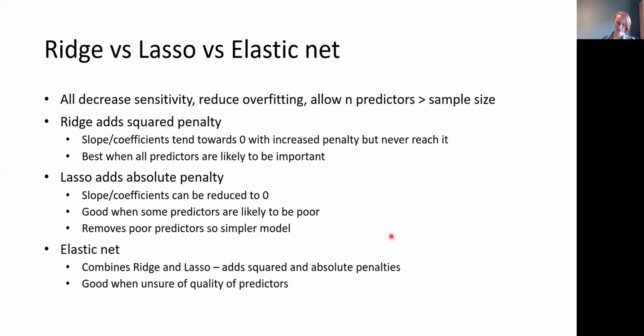Elastic net is even better because it combines both ridge and lasso regression. So it adds both squared and absolute penalties, which means that you can still remove poor predictors, but it's a bit less aggressive than lasso tends to be. So you'll still end up with the majority of your predictors and likely the important ones. It's particularly good when you're not really sure how good your predictors are, but on the whole, people would tend to go to elastic net because it ends up being the best of both ridge and lasso.